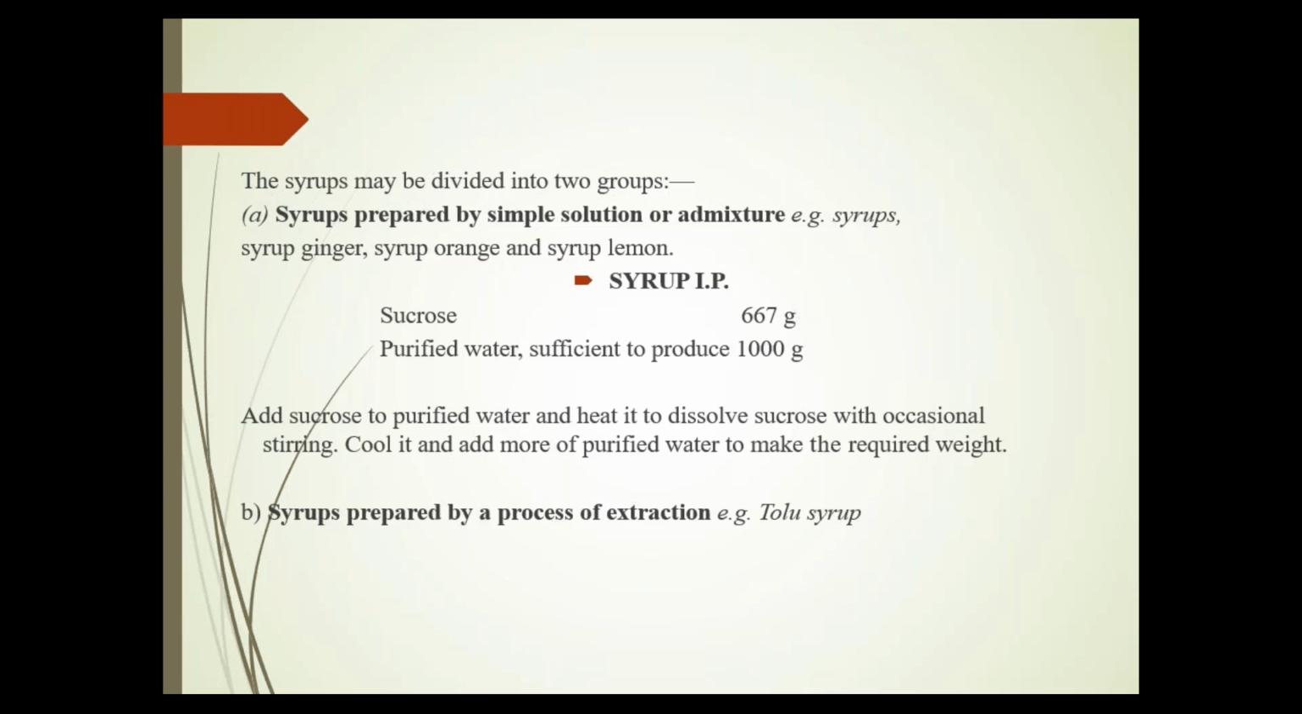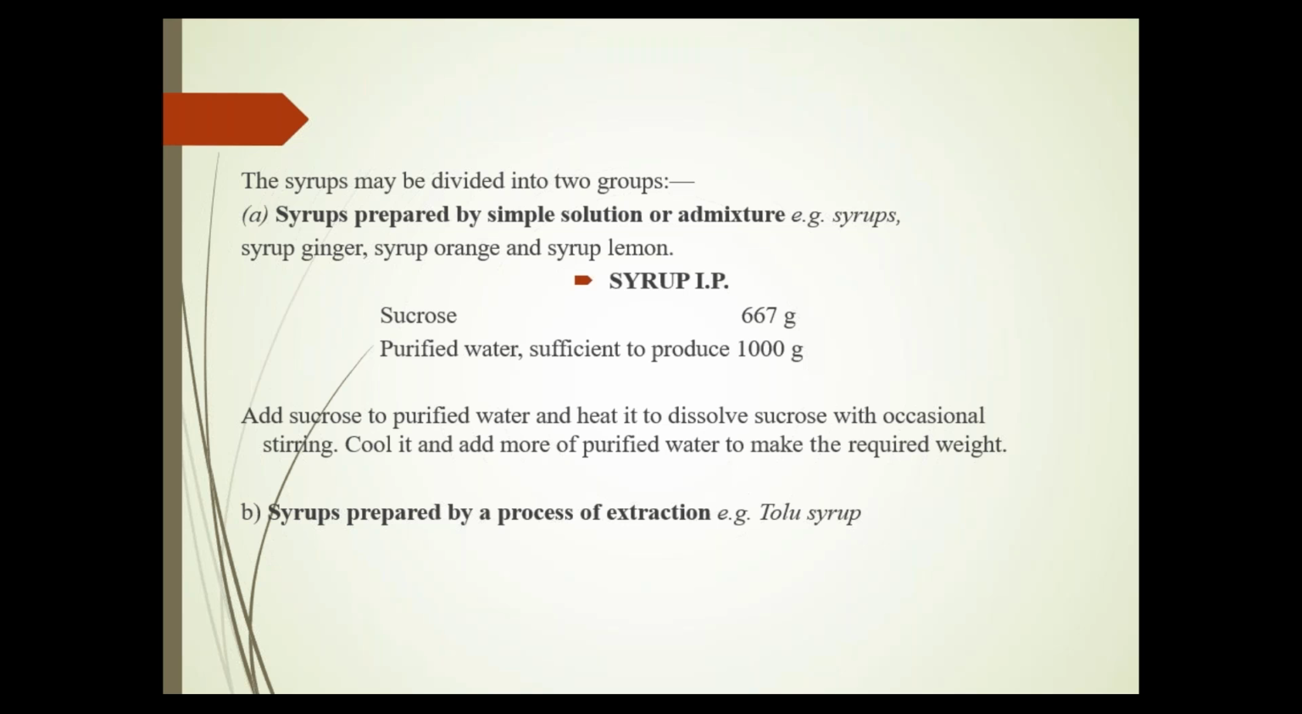Okay. So next, these syrups are again divided into two groups. One is those prepared by simple solution or admixture, as I said. For example, syrup, also known as simple syrup, then ginger syrup, then orange syrup. So in ginger syrup, what will be the extra ingredient? Along with the sucrose, you will be adding ginger to it. Then to orange syrup, you will be adding orange tincture. To lemon syrup, you will be adding a lemon tincture.